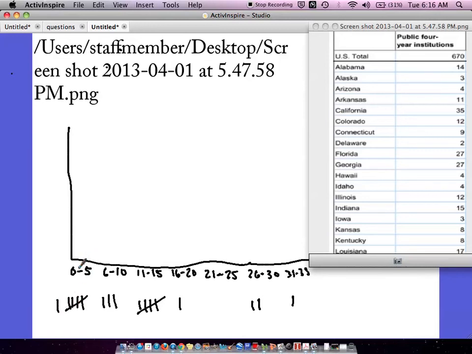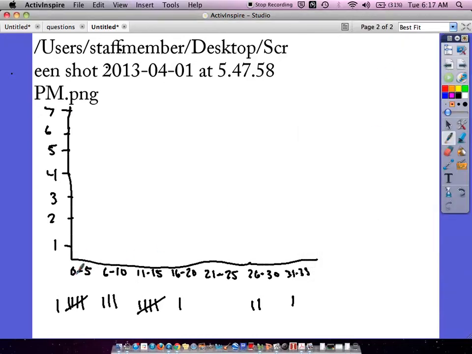There's 6 states that have from 0 to 5. So I don't need to go very high on the side right here because there's not very many in each one of these categories. So I could just probably go by ones. 1, 2, 3, 4, 5, and 6. Because 6 is the highest one. If I had more, I'd just keep going by ones, but that's really all I have.